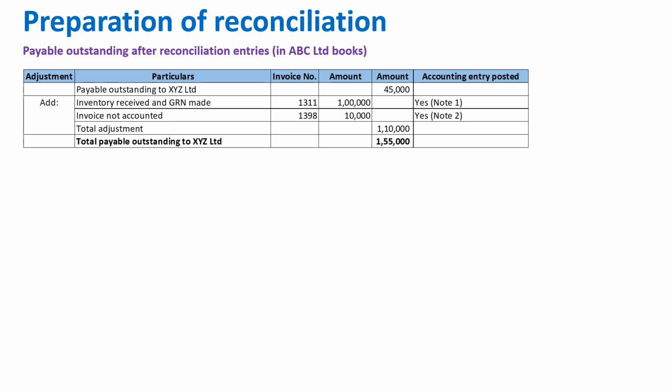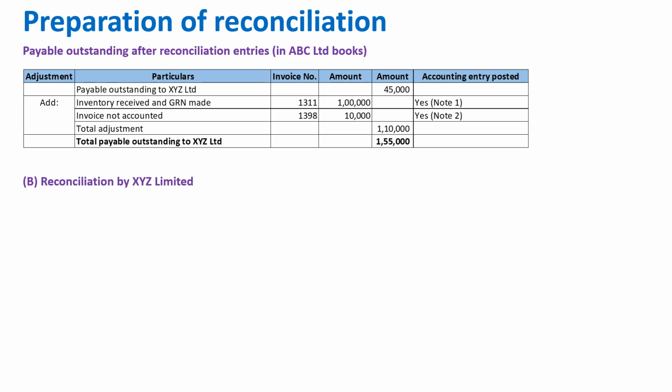The first one is inventory received and GRN made, right? In that case, a 1 lakh rupees entry is posted, that is credited to XYZ. Then the invoice not accounted for the travel cost, that one also we are posting an entry for 10,000. So the total adjustment or total liability increased is 1 lakh 10,000. So net payable to XYZ Limited after the reconciliation entry is 1 lakh 55,000 rupees. And this is where ABC Limited will close the reconciliation.